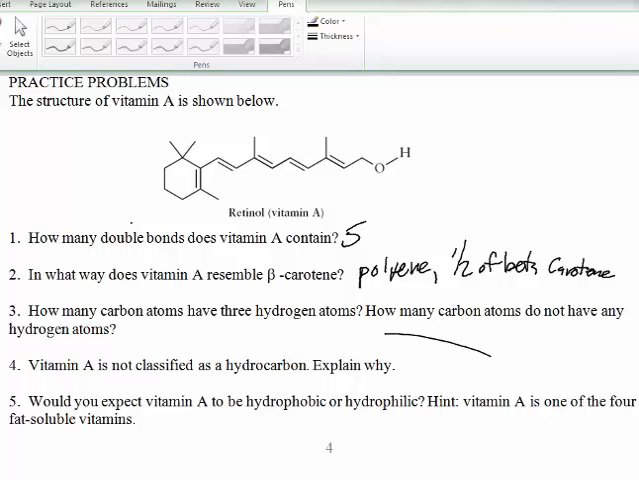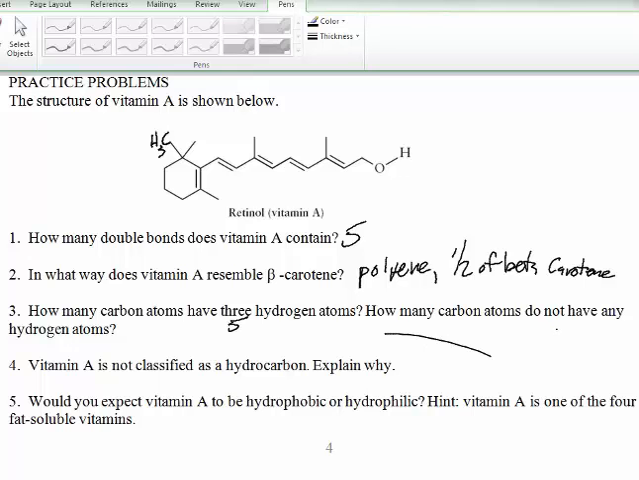So the next question, how many carbon atoms have 3 hydrogen atoms attached to it? Well, a carbon atom that will have 3 hydrogen atoms will be the end of a line. So this is a carbon atom with 3 hydrogens attached, and we can fill that in if we want to. Same with this one, and this one, and that one. So there are 5 carbon atoms that have 3 hydrogen attached.